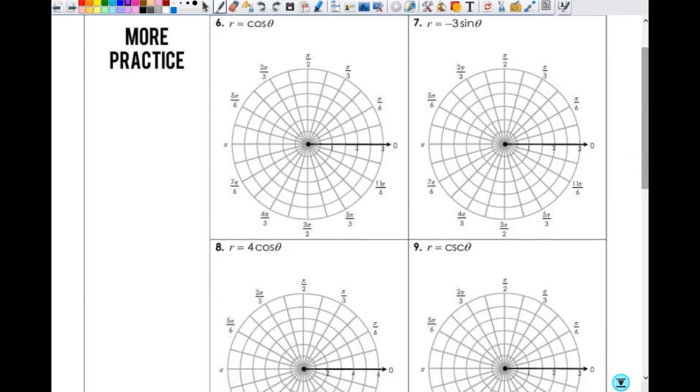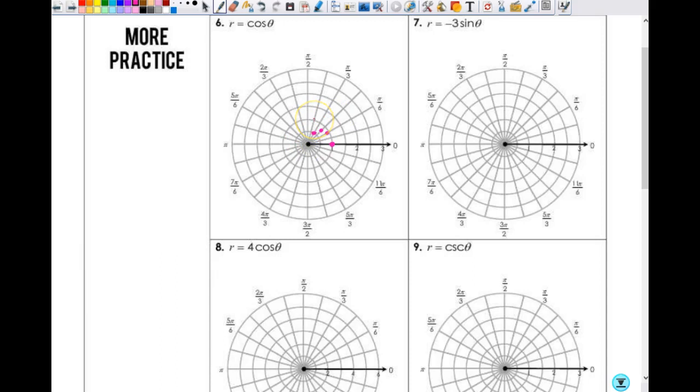So we're going to graph this, and I have r equals cosine theta. When theta is 0, what is cosine? 1. Okay, so at 0, I have a value of 1. When theta is pi 6, what is cosine? It's square root of 3 over 2, which is about what? 0.9. Okay. When it's pi 4, it's square root of 2 over 2, so that's about 0.7. Pi thirds is 1/2.